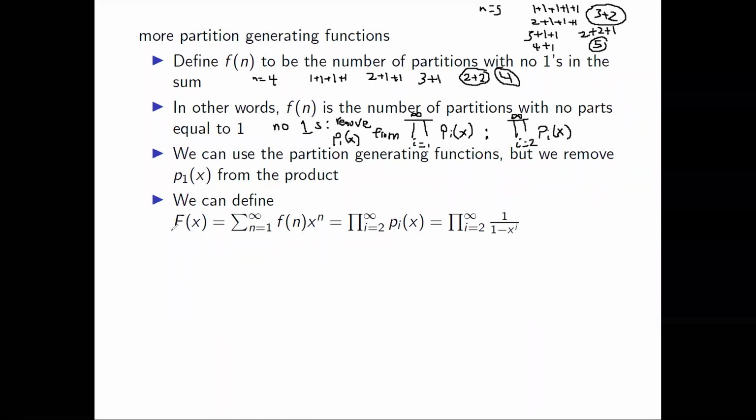So we'll define this polynomial f of x, which equals the sum n equals 1 to infinity of f of n times x to the n. And this is how we can calculate that generating function. It's just going to be the same product we had on the last slide without the first term, without the i equals 1 term. So the product i equals 2 to infinity of p_i of x. Another way to write that is the product i equals 2 to infinity of 1 over 1 minus x to the i, because again, as we saw, p_i of x equals 1 over 1 minus x to the i. I'll just note again, absolute value of x less than 1 to get the sums to converge.